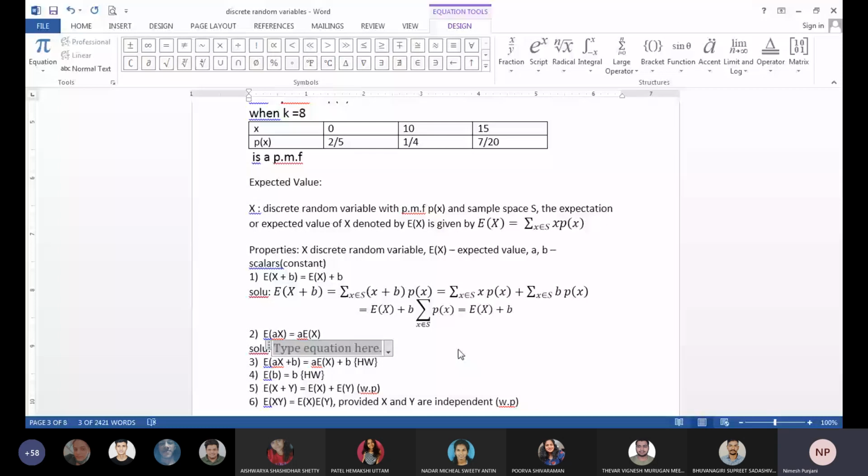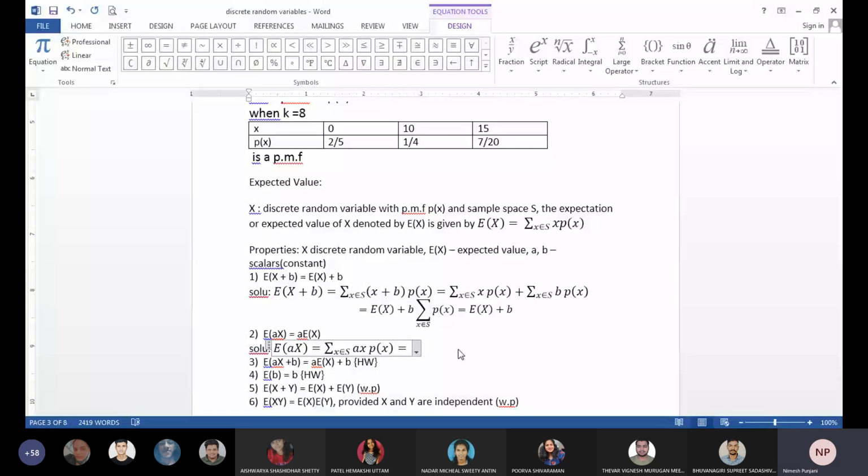Times expected value of x. To prove this, we start with the left hand side, expected value of ax. By its definition, that is ax into px. In the formula, x px, here in place of x we have ax, so it is ax into px. That is what I get using the formula.